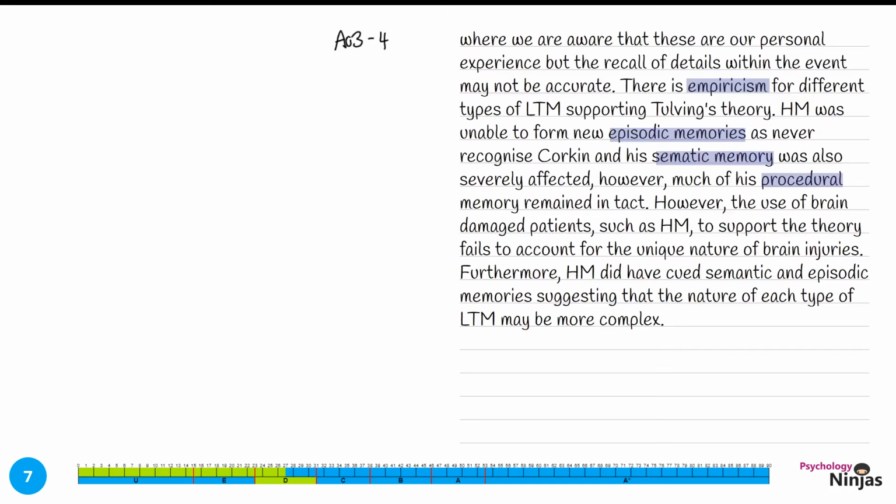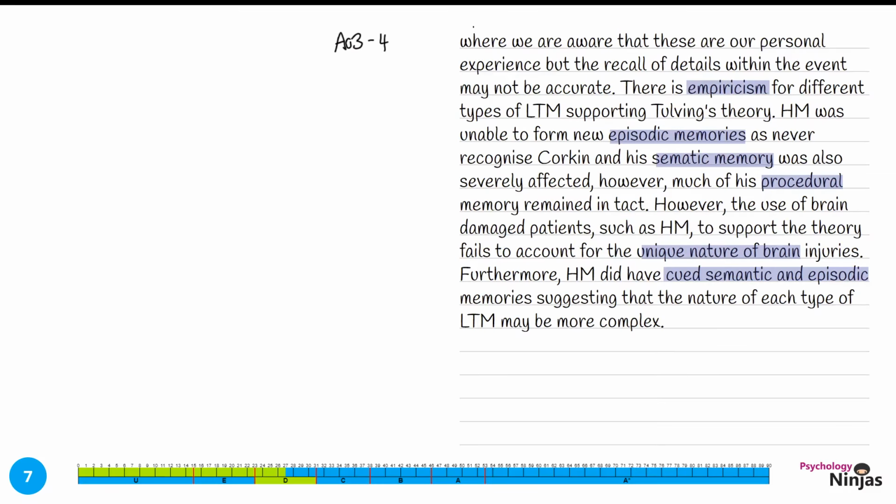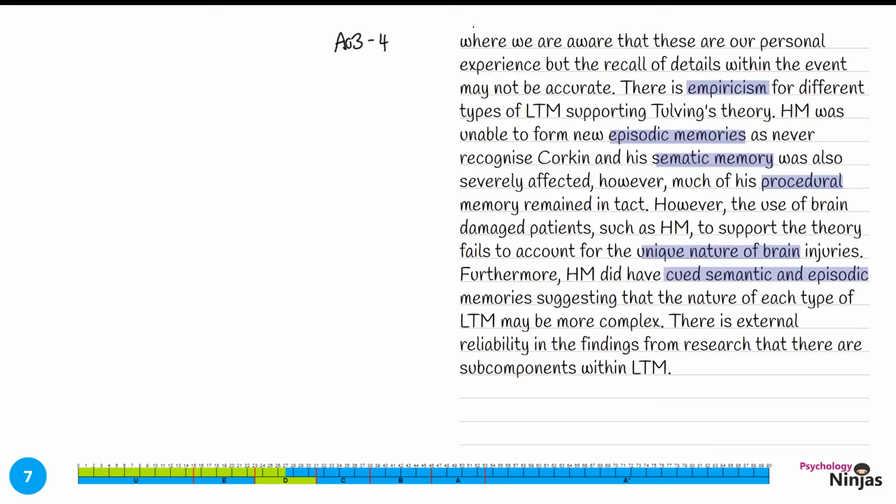It's important here that we don't just give a generic problem with case studies. Here we've said why this has an impact on this particular theory, that we aren't going to have an understanding because of the unique nature of brain injury, and a different finding saying that actually HM had similar natures in semantic and episodic memory if they were cued, if they were given prompts. We're going to complete this evaluation paragraph by giving a link or mini judgment. There is external reliability in the findings from research that there are subcomponents within long-term memory. Where we're discussing external reliability, we're talking about the consistency of findings across different studies with different participants.